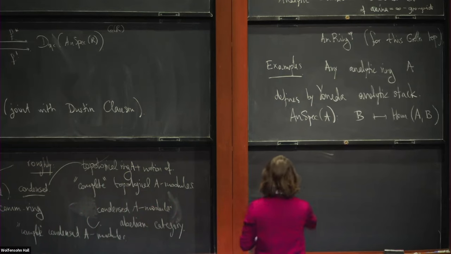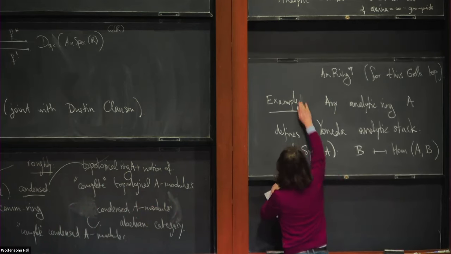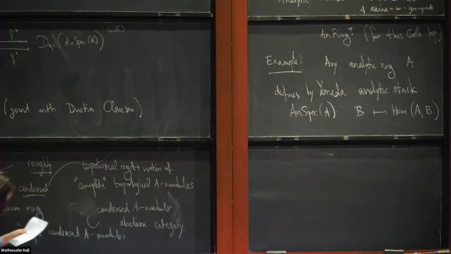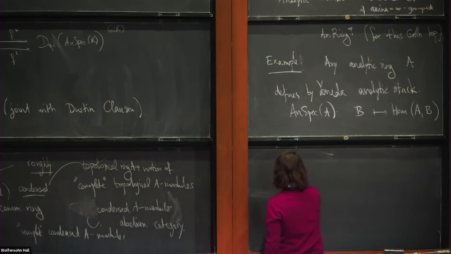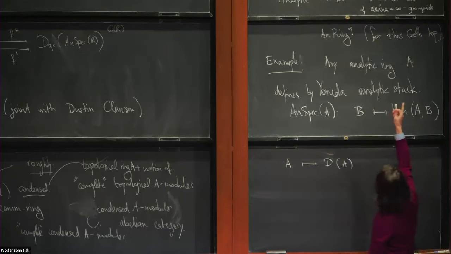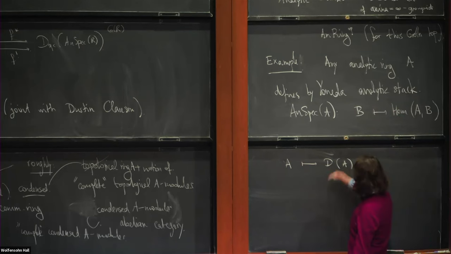Okay, maybe this is just one example right now, because I want to say a few more words about the abstract theory before discussing examples in more detail. So you have this function that takes any A to D of A. D of A denotes the derived category of complete A modules. We ask that this is a sheaf, and so this basically means that we can now define this for any analytic stack.